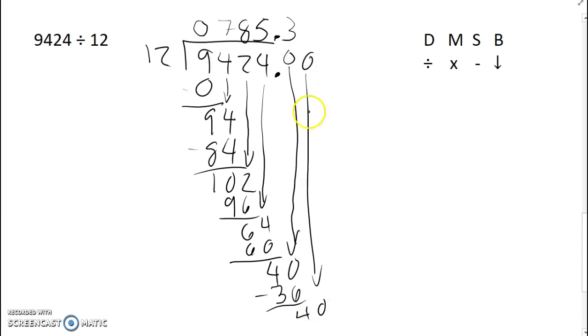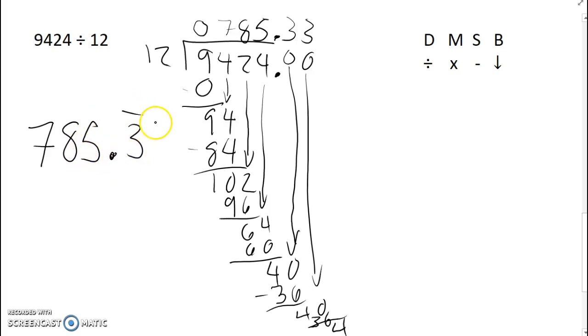I can see again that there's how many 12s are in 40? Well, there are 3. And I should start to notice a pattern here that when I subtract, I keep ending up with a 4. And so this tells me that what I've got here is a recurring decimal. I'm going to represent that recurring decimal with a line. So this is 785 and 3 repeating. I can ignore this first 0.